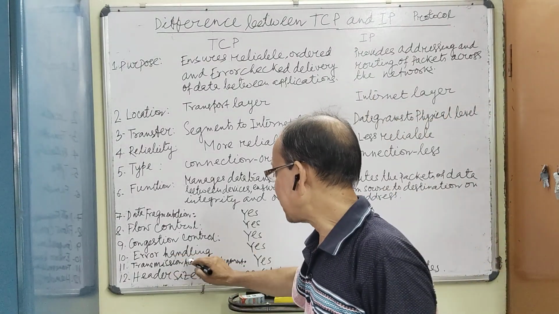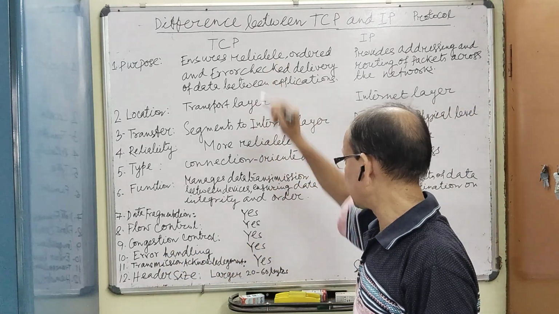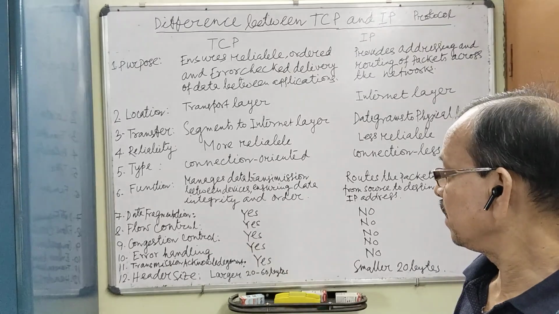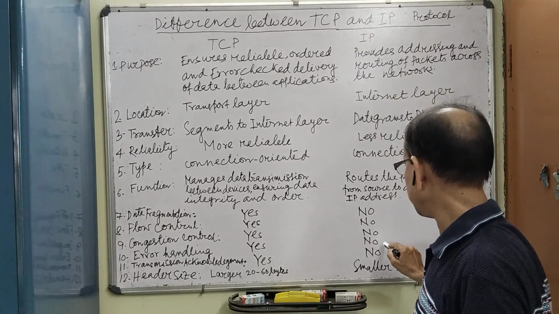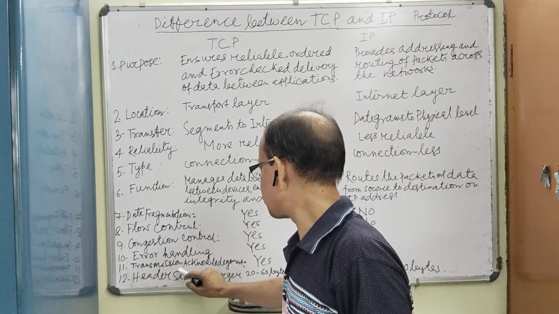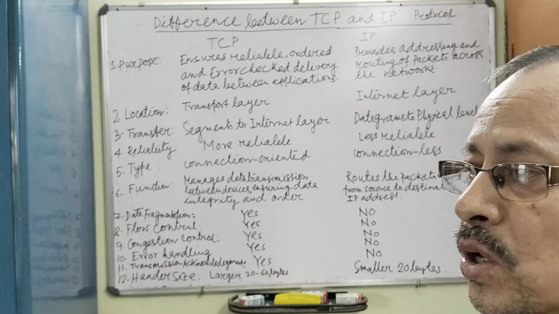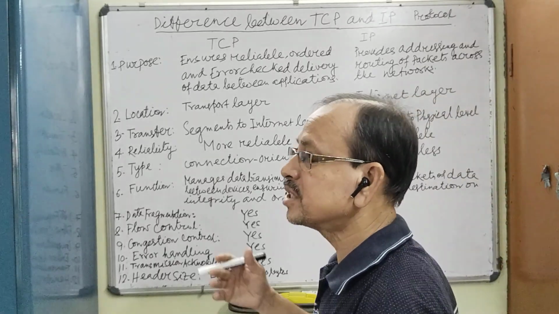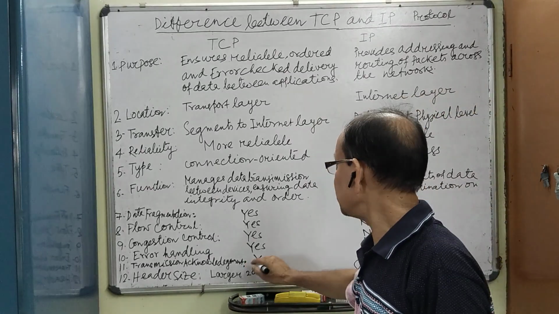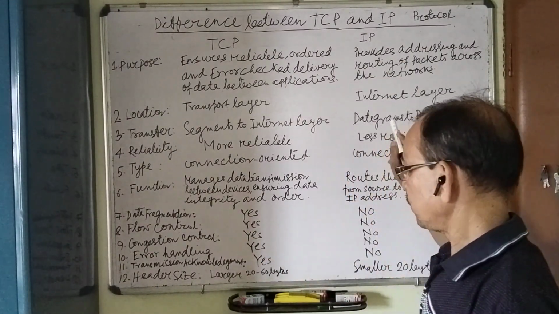And error handling. There are some techniques for error handling which are applicable in case of TCP. Error handling is possible in TCP, but on the other hand, in IP, there is no error handling. Number 11 point, transmission acknowledgement. When you send any data, is there any acknowledgement, that is, whether your receiver has received the data or not? So you need an acknowledgement. Acknowledgement is possible in TCP, and not possible in IP.